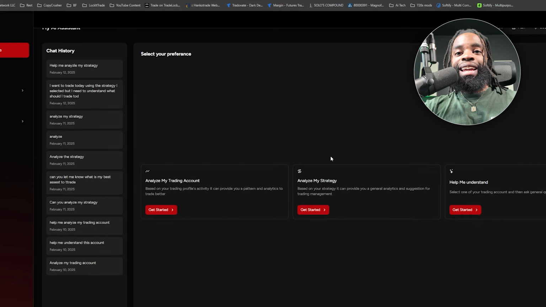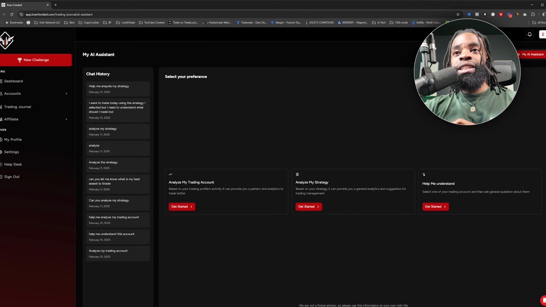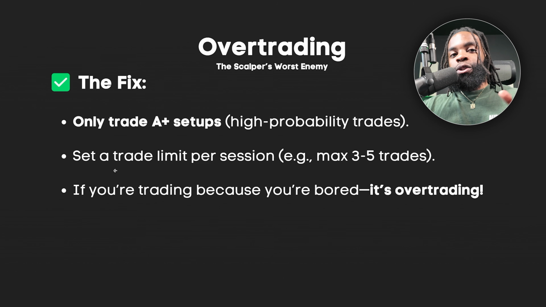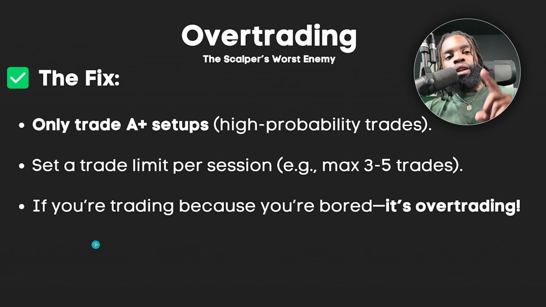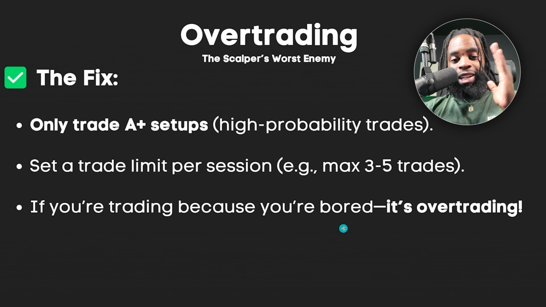Also, I can come into this AI part and ask it a specific question, like, can I take more per day, and do you recommend that? If so, how many? After you set your trade limit per session, let's say you do 3, then stick to 3. The last important thing: don't trade because you're bored, and that's overtrading.